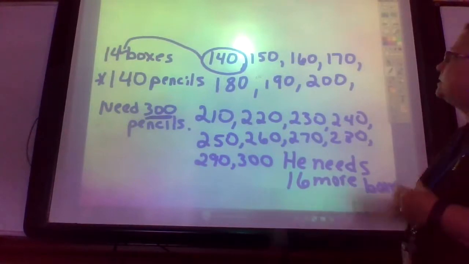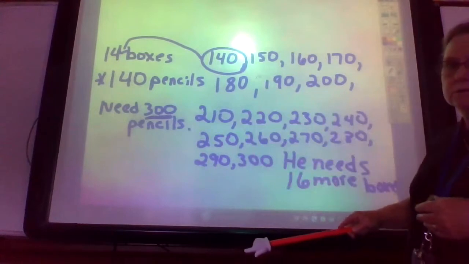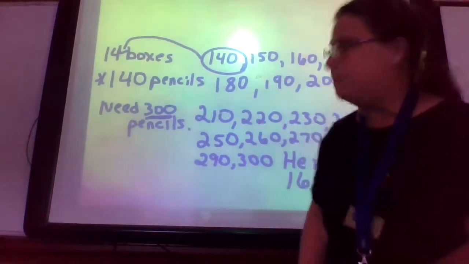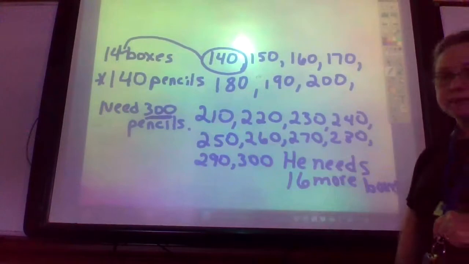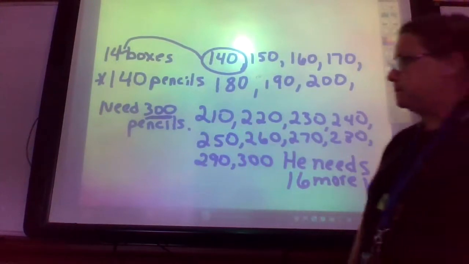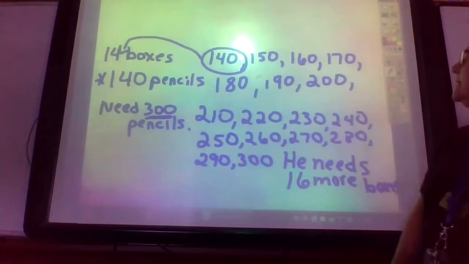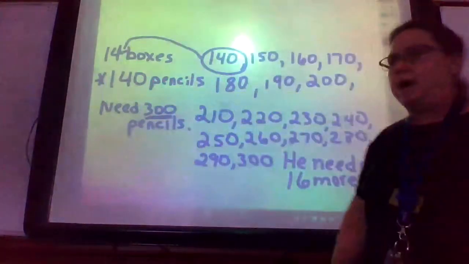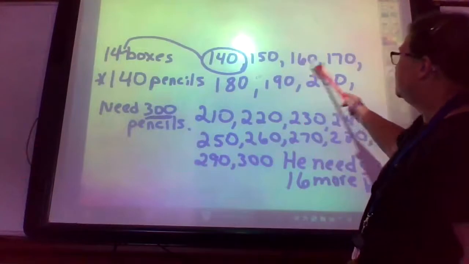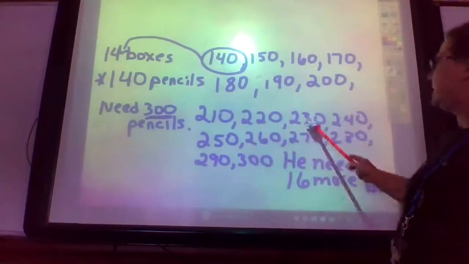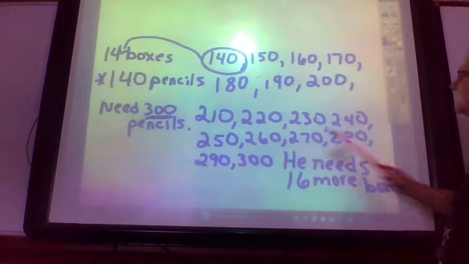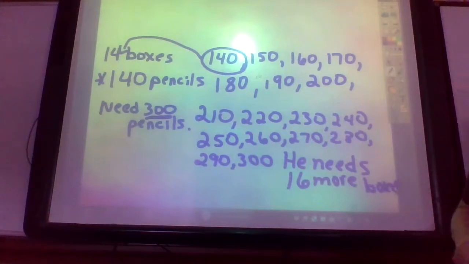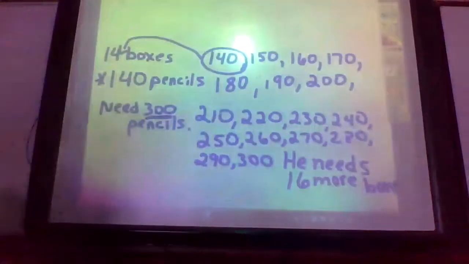Okay? Each number is a new box. I already know I have 14. The answer was how many more boxes would be needed to get those pencils? How many more? So how many more boxes does he need? I just counted. I didn't count this one because this one is included in my 14 boxes. So we counted 1, 2, 3, 4, 5, 6, 7, 8, 9, 10, 11, 12, 13, 14, 15, and 16. So he needs 16 more boxes. That's how we got that answer. Okay? Little difficult doing two-step problems.